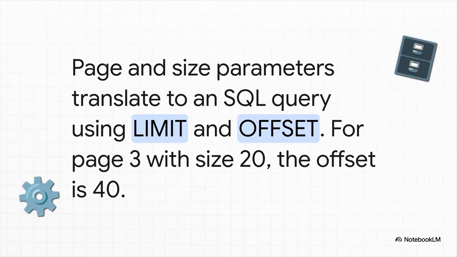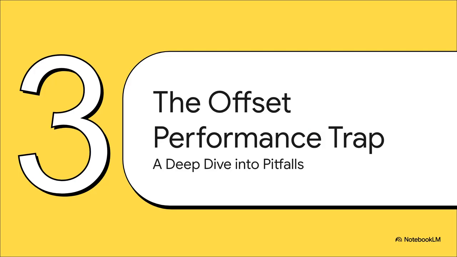But what's really happening in your database when you make that call? That simple little page equals 3 is just a convenient abstraction. Under the hood, it's being translated into an SQL query using limit and offset. So to get page 3, we're really telling the database, hey, skip the first 40 records, then give me the next 20. Seems logical enough, right? Well, not quite. And that right there, that brings us to the trap.